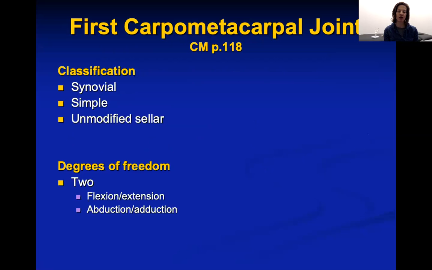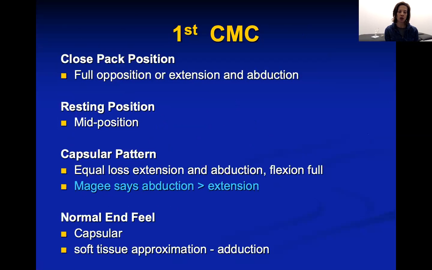The classification of your first CMC is synovial. It's simple and it's an unmodified saddle. It has 2 degrees of freedom: flexion, extension, and abduction. The full close-packed position is full opposition, or extension and abduction. The resting position is mid position, and the capsular pattern is equal loss of extension and abduction or full flexion.